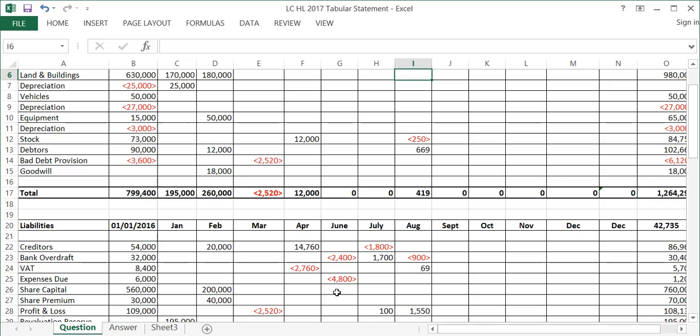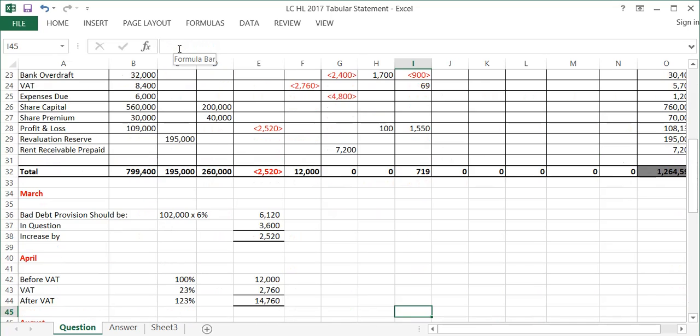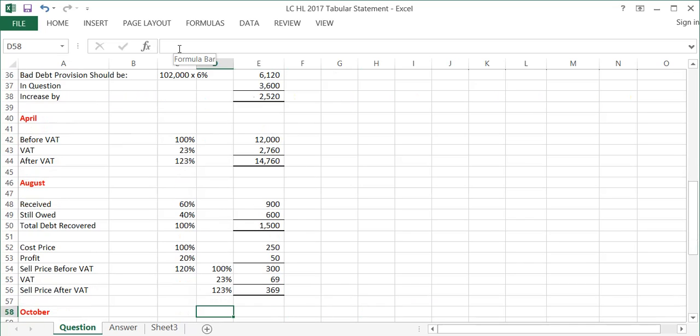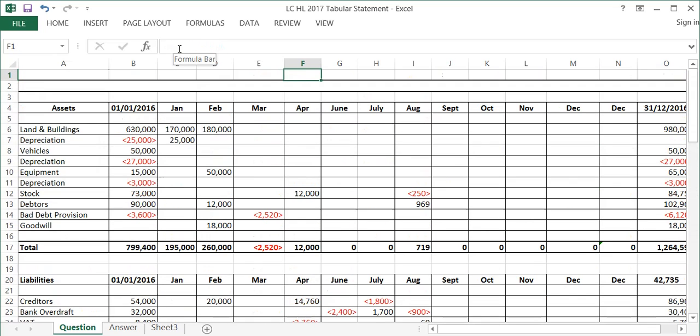Now, sorry, this here should have been 600 plus 369, not 300. So I'm just going to change that to 600. Now we can see down here, why is it 600? It is 600 here because the amount out is 600, not 300. Okay, so that is August complete.